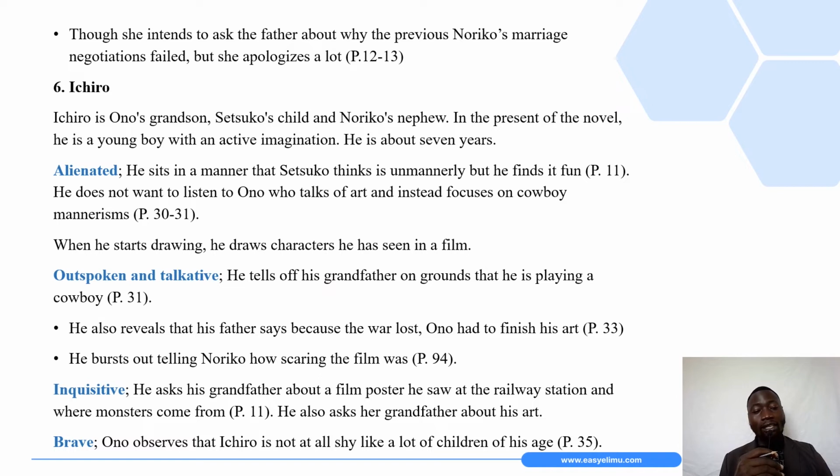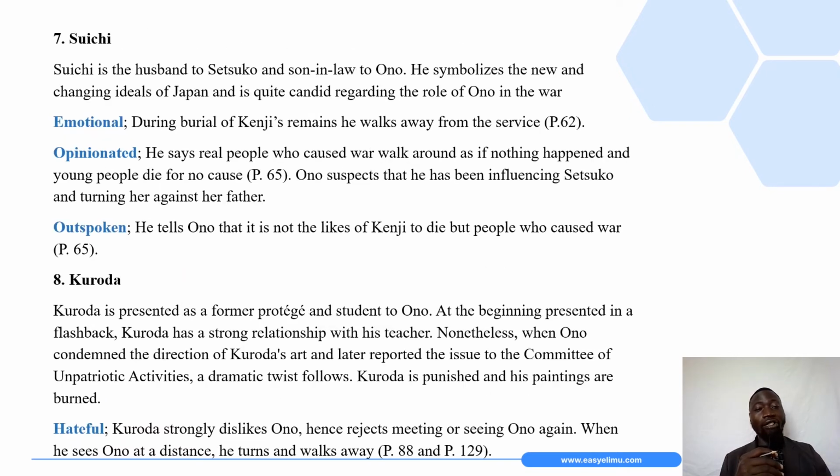The next thing is that Ishiro is brave. So Ono observes that Ishiro is not at all shy like a lot of children his age. Then there is also a character by the name Suichi. So Suichi is the husband to Setsuko and son-in-law to Ono. He symbolizes the new and changing ideals of Japan and is quite candid regarding the role of Ono in the war. So these are the character traits portrayed by Suichi.